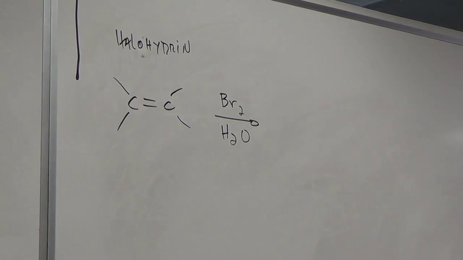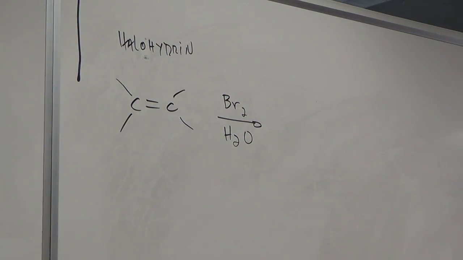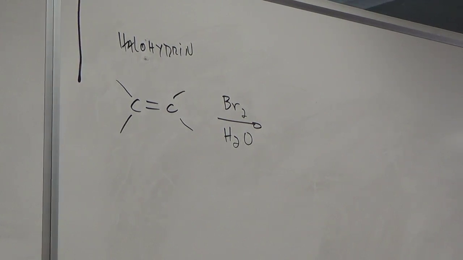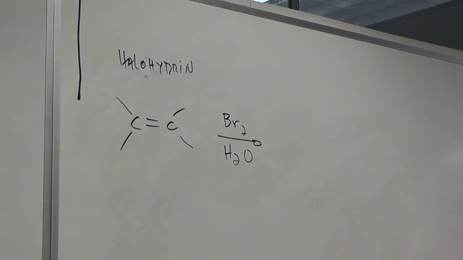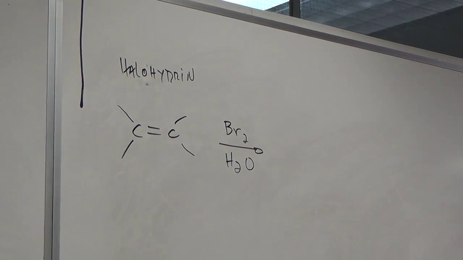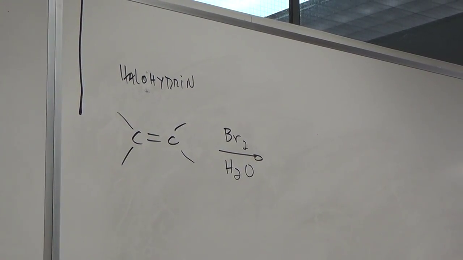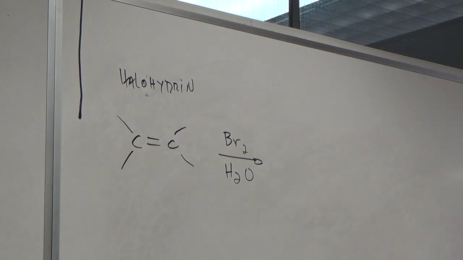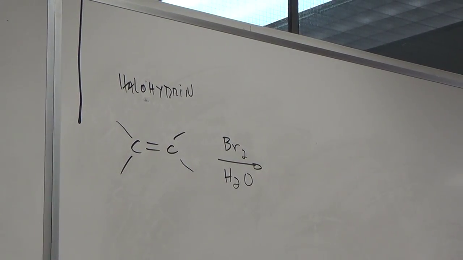This halohydrin formation is called halohydrin because it has a halogen and it has water. Whenever you see this Br2, what do you think that is going to do? No. What intermediate is that going to form? Bromonium. Br2 forms a bromonium ion.